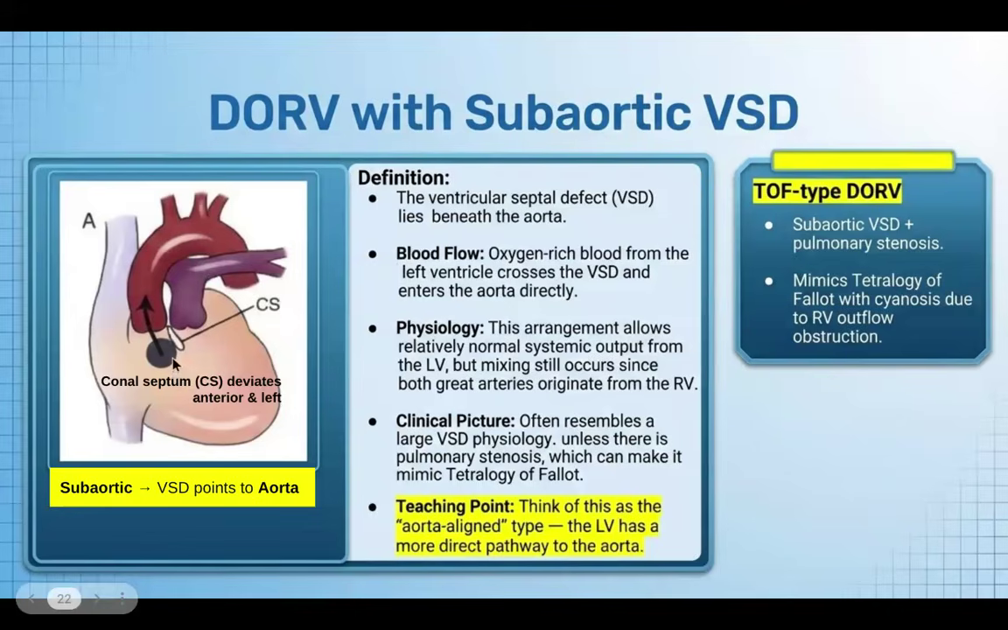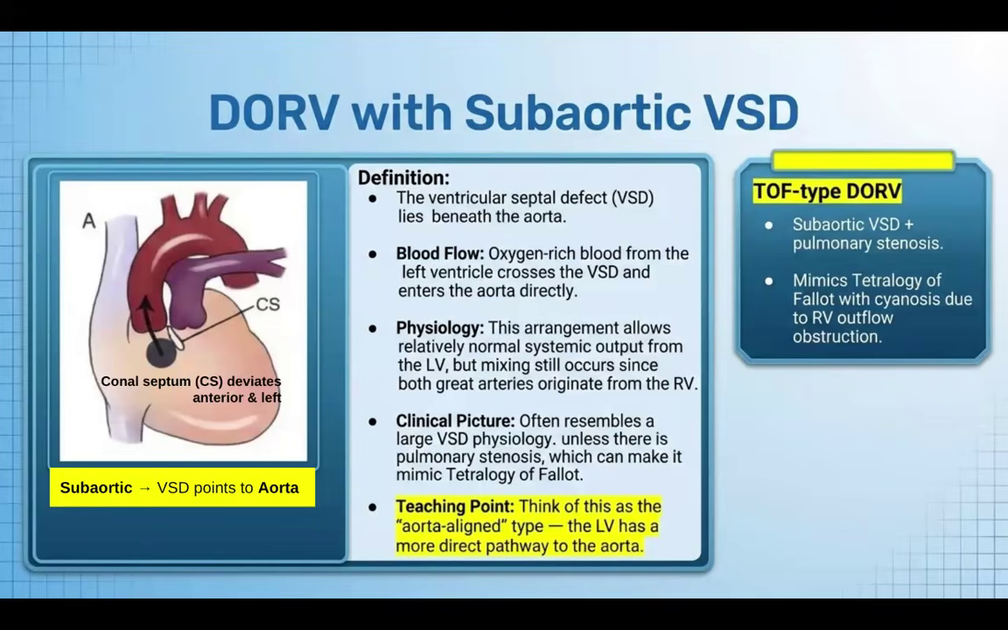which we can see here. Now, this will cause mixing. Mixing still occurs since both great arteries originate from the right side. Now, this may resemble a large VSD, unless you see a narrowing in the pulmonary, and then that can make it mimic the tetralogy too.